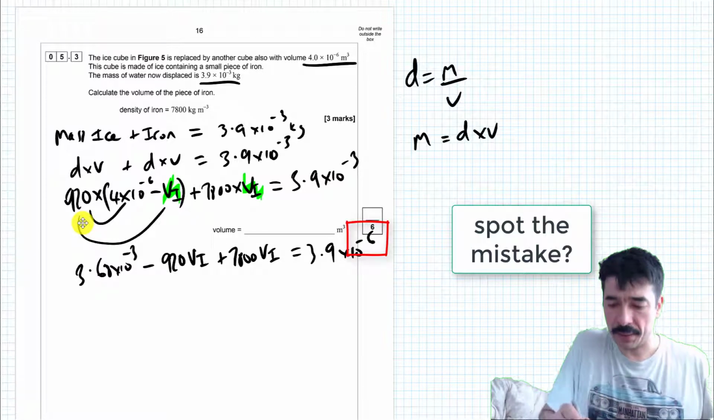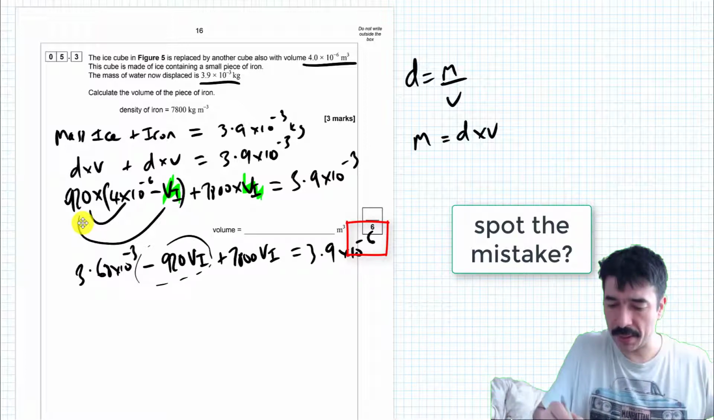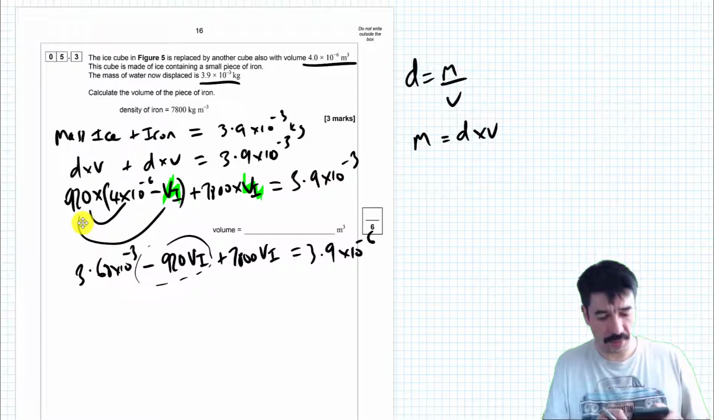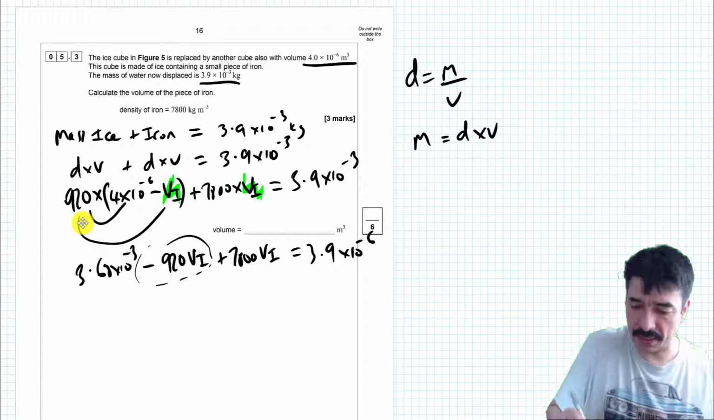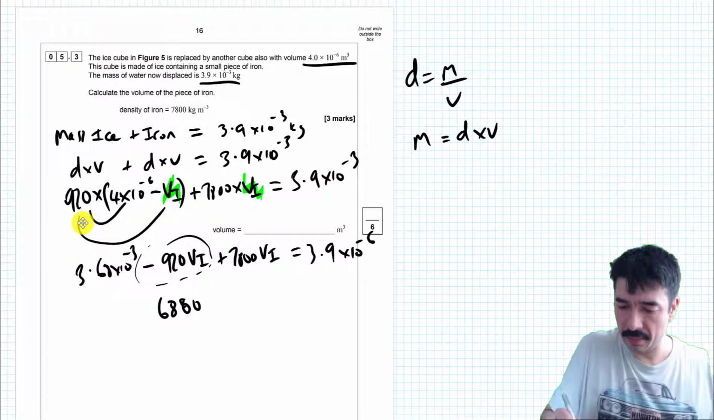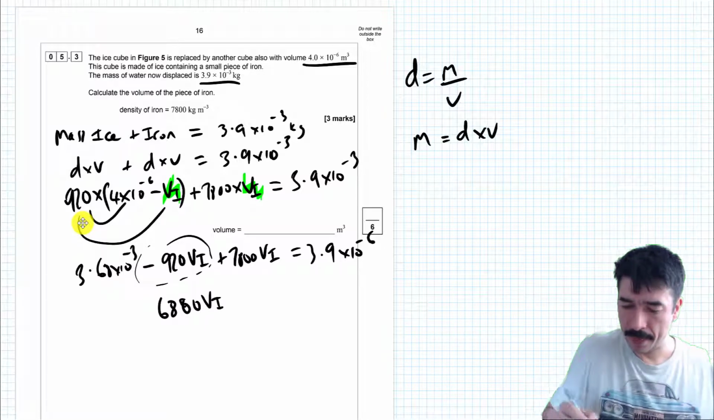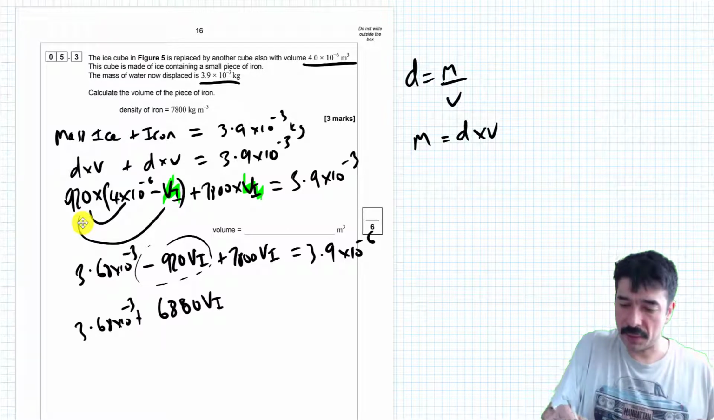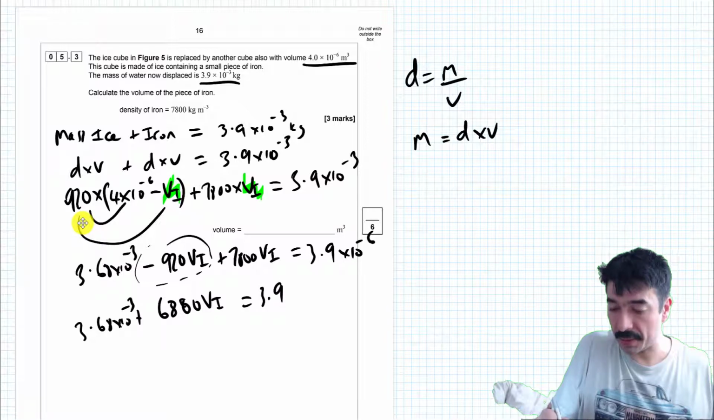Okay, right, now I've got this minus 920 and the 7800. I can simplify there, so I'll do 7800 minus 920. 7800 minus 920 gets me 6880, so 6880 lots of VI. Minus 3, so I've just sorted this bit and this bit. So this now looks increasingly solvable.